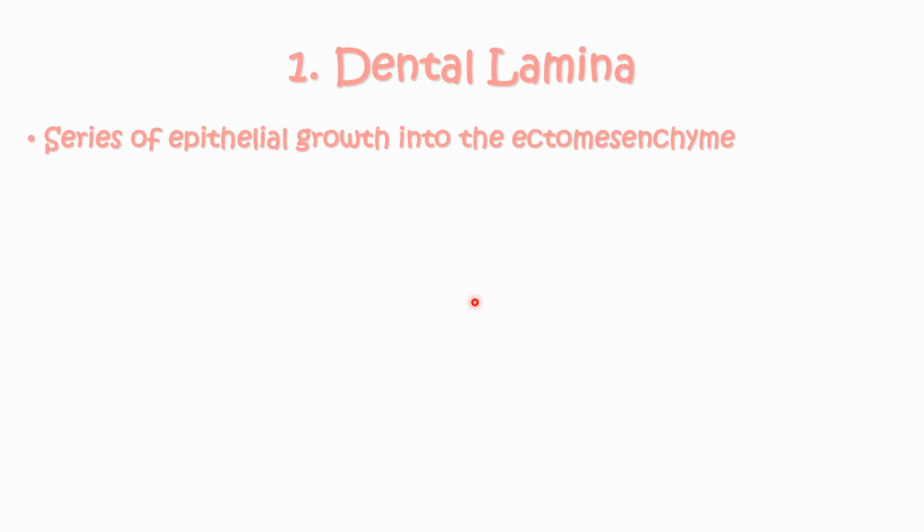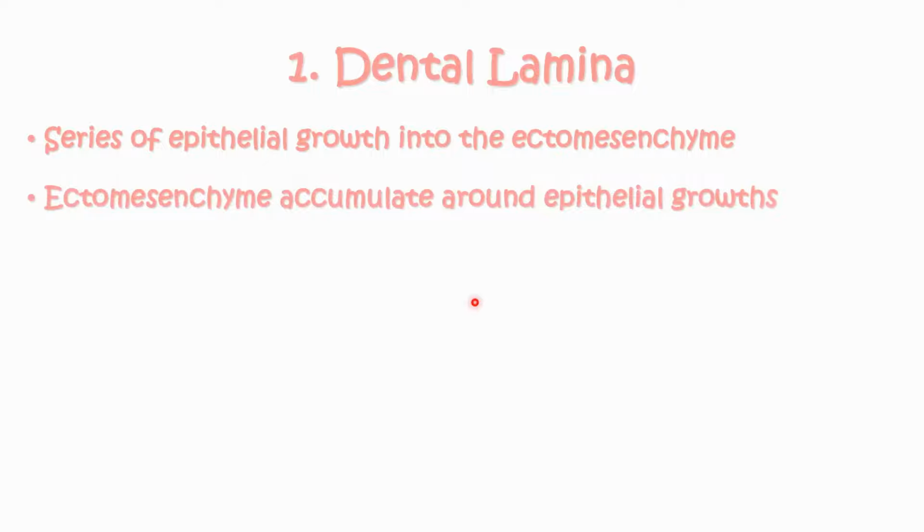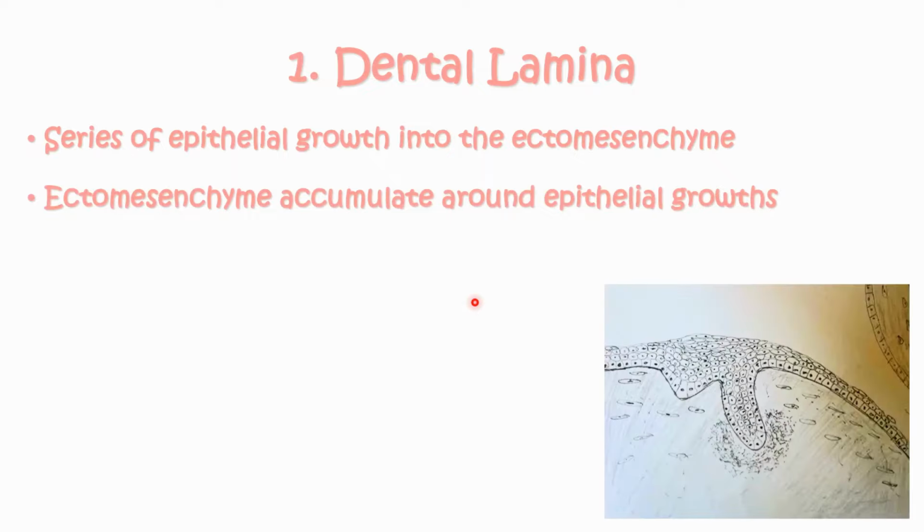Moving to the next slide, that is dental lamina. Dental lamina plays a major role in tooth development. It forms a series of epithelial ingrowths in the ectomesenchyme. Around this ingrowth, ectomesenchymal cells accumulate and condense. As I said in the previous slide, here this ectomesenchymal condensation happens. This is the dental lamina. Here the ectomesenchymal cell condensation happens and here the cells are very closely packed.